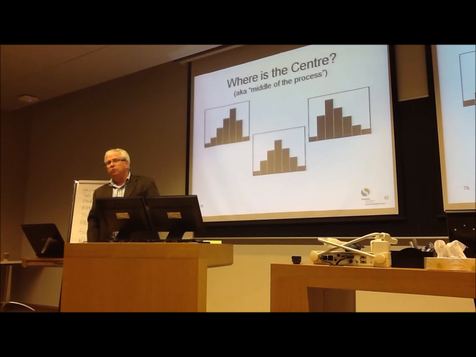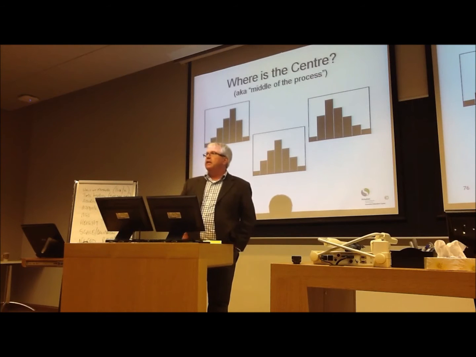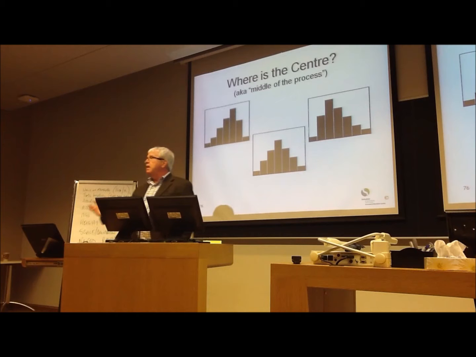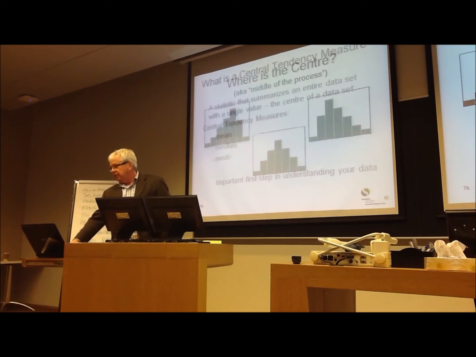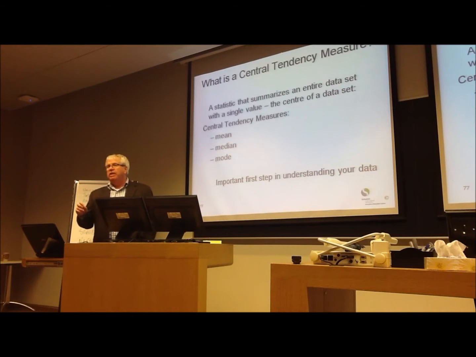So central tendency, we've already seen these numbers. I'm not going to spend a lot of time on it, but central tendency: where is the center of your population? The middle of the process. Central tendency is a statistic that summarizes the entire data set with a single value that states the center. And it's 3 values that actually do the same thing. They're not calculated the same way, but they have the same intent.